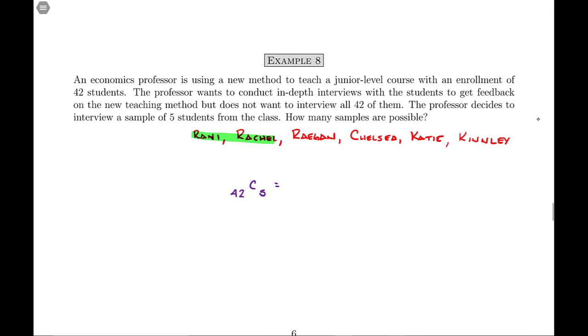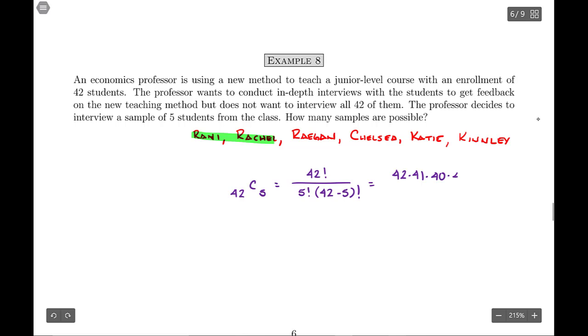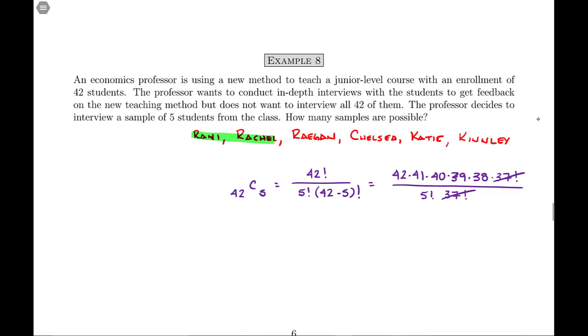So in the context of the notation, we have 42 factorial over 5 factorial times 42 minus 5 factorial, which is going to be 42 times 41 over 5 factorial times 37 factorial. Cancel those. And so I end up with 42 times 41 times 40 times 39 times 38 divided by 5 factorial. Type that in, and we get 850,668. So this professor could interview any one of 850,668 possible samples of 5 students in his class.